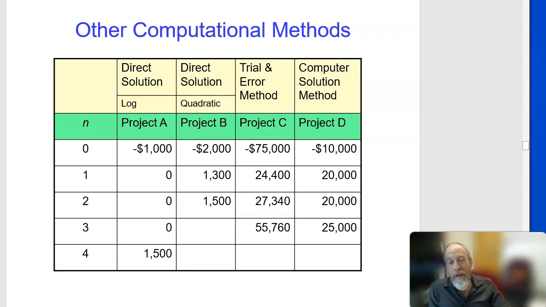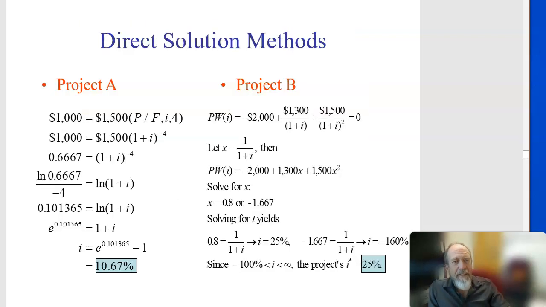Okay, unless you really like plugging stuff into a calculator for hours on end. I don't. I'd rather use Excel. So let's look at some of these. Direct solution. Project A, direct solution. You got that first one, you need to solve for I.